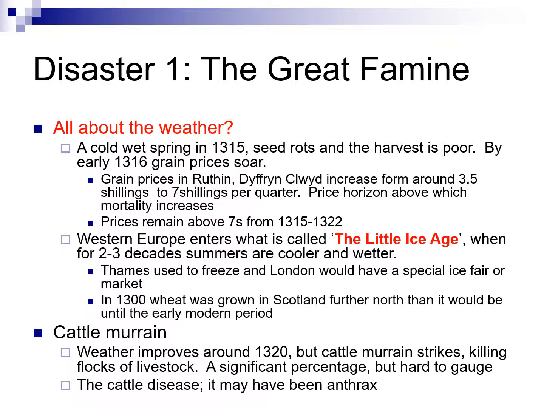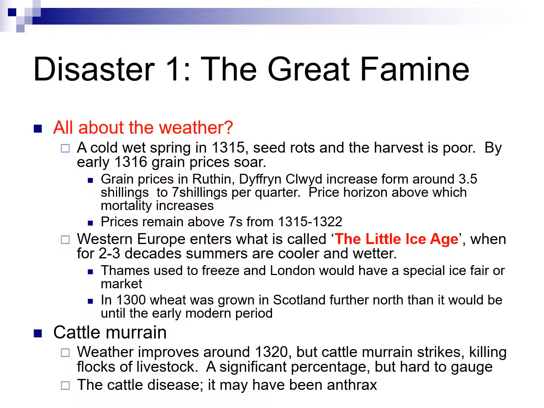If we start with the weather, a cold, wet spring happened in 1315. Seeds rot in the fields. The harvest is poor at the end of the year, and by early 1316, grain prices soar, in some places incredibly to 10 or more times their usual price. For example, grain prices in Ruthin, Dyffryn Clwyd in North Wales, increased from about 3.5 shillings per quarter of wheat to about 7 shillings per quarter of wheat.